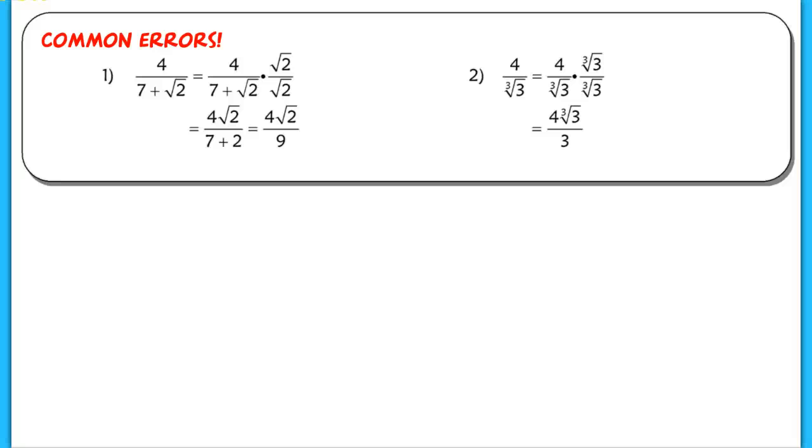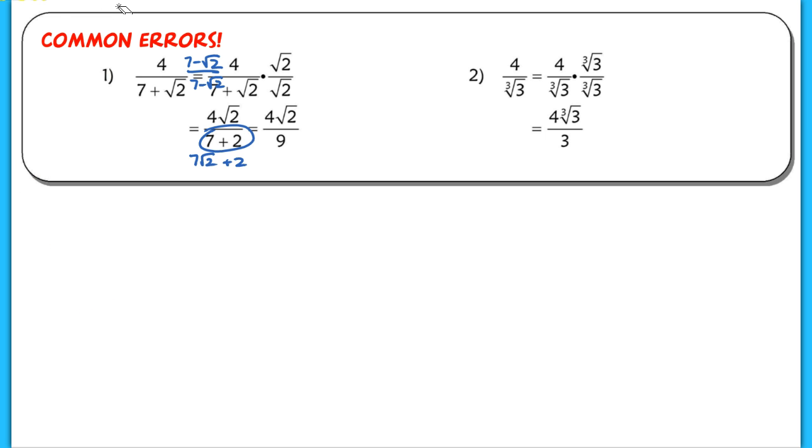So in this first example, this person has tried to rationalize the denominator, and clearly they don't understand that multiplying by root 2 over root 2 won't clear the denominator of radicals, because if you distribute here, we should end up with 7 root 2 plus 2, not just 7 plus 2. So in this case, what this person should have done is multiply by the conjugate 7 minus root 2 over 7 minus root 2 to create a difference of 2 squares. Okay, so I'd like you guys to try this problem on your own and check with the key to see if you get it right.